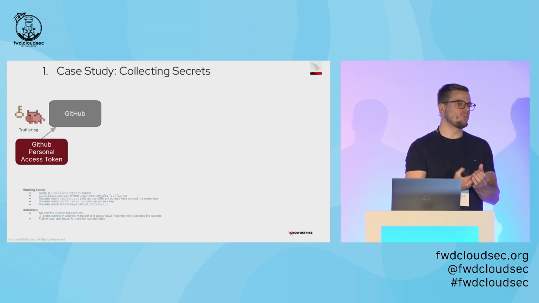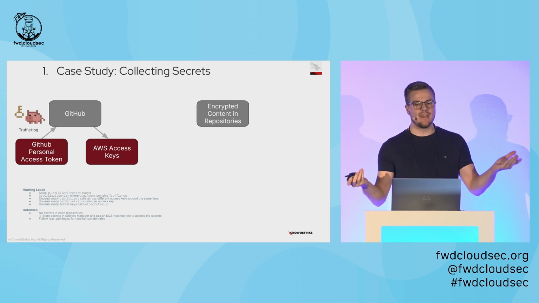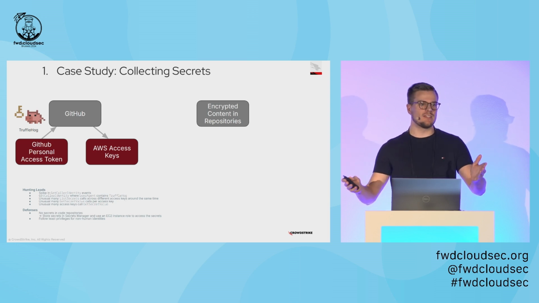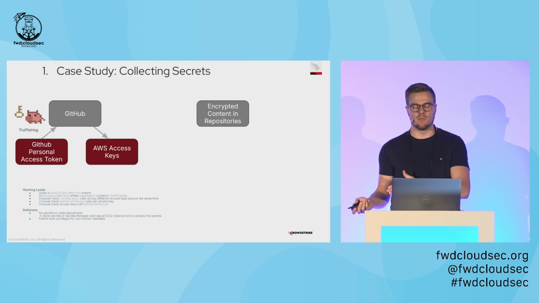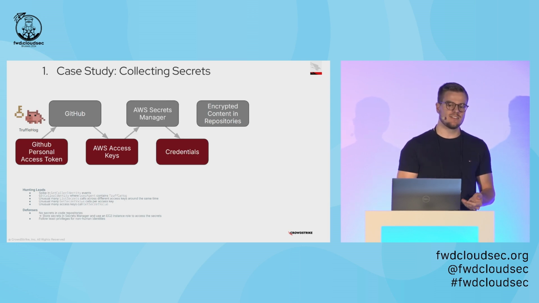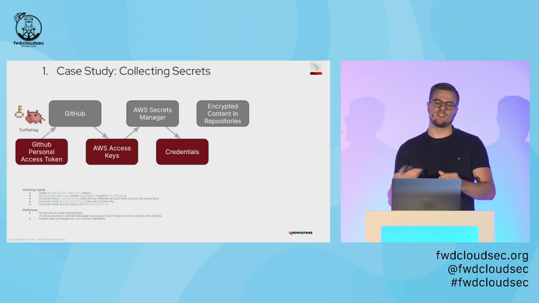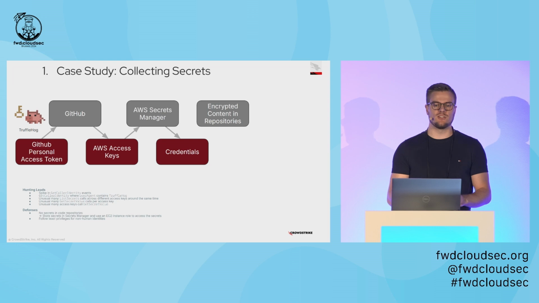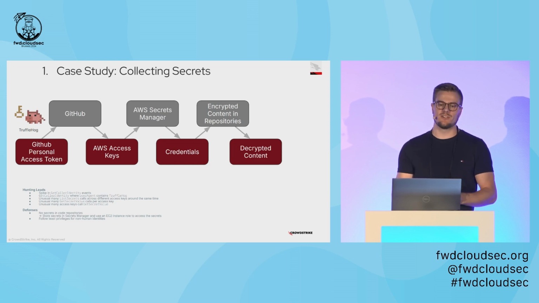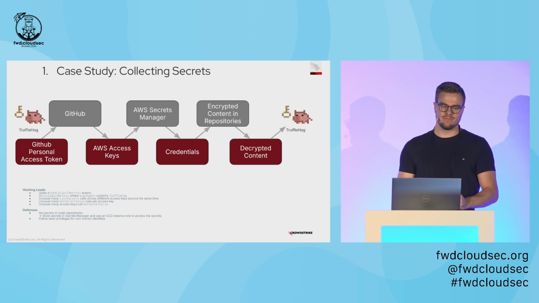In the repositories, they find two things. The first being AWS access keys, and these encrypted blobs that they can't do anything with at the moment. Now, what the threat actor does is they use these AWS access keys, go to Secrets Manager, which is just a credential store, to retrieve additional credentials, and using those credentials, they then try to decrypt the encrypted blobs in the repositories. And on the decrypted content, they then run Trufflehog again, trying to find additional creds.